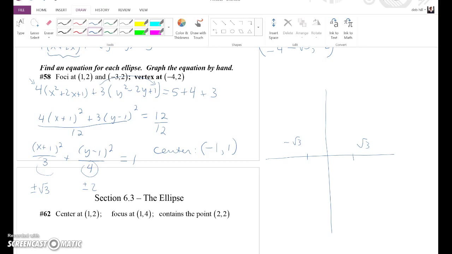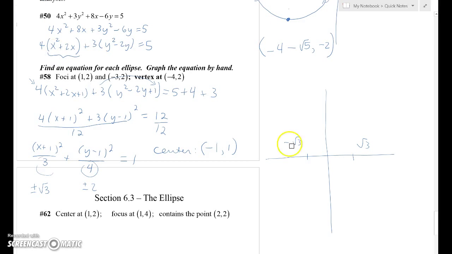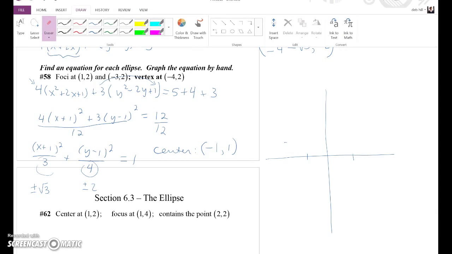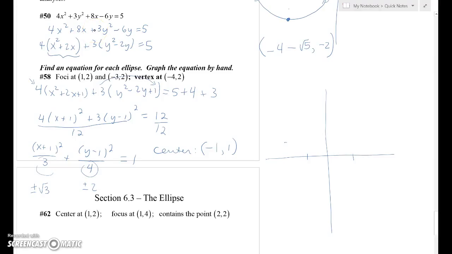So let me get my little eraser out here. Get rid of these guys. There we go. So I need to start from the center at negative 1, 1. Here's my center. Then from the center, go plus or minus root 3, and in the y direction, plus or minus 2. So I can see how my ellipse goes.